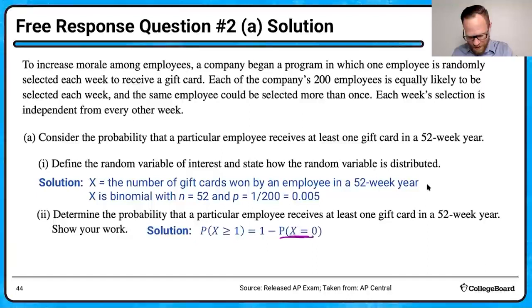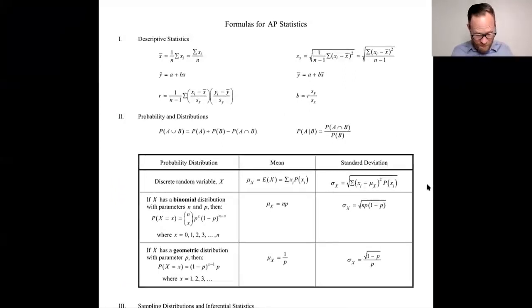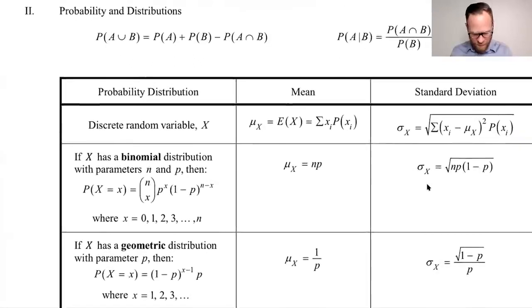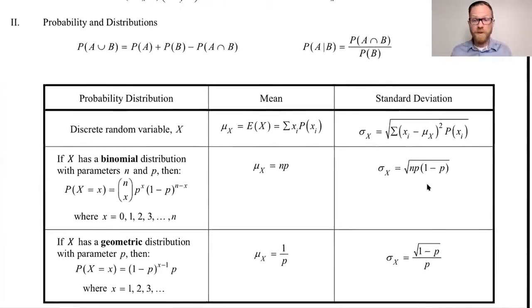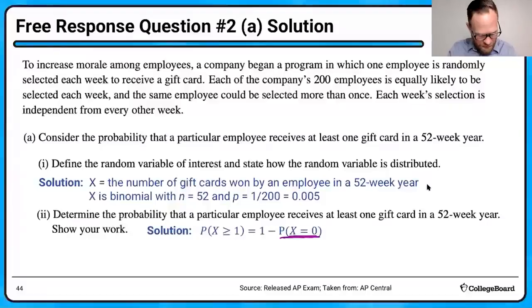Now we still need to know how to calculate the probability of getting 0 successes out of 52 trials. Now for this, I'm going to jump over to the formula sheet that's provided on the AP exam. And on this very first page here, if you look about halfway down, there are some formulas there for binomial distributions. And the one that we're going to want right here is the formula for calculating probability of a certain number of successes there. That's the binomial formula. So we're going to use that binomial formula here in order to calculate the probability that X equals 0.